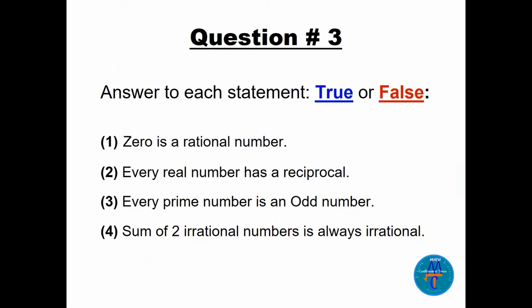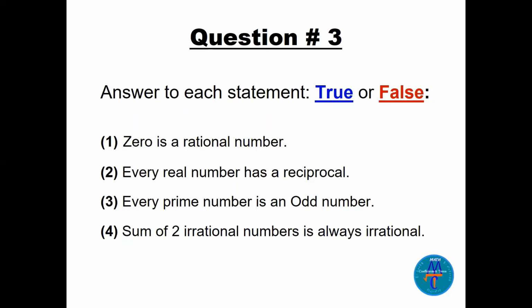See, in the second question, I asked about reciprocal. In the third, I asked about prime and odd. And the last one, I asked about irrational number. So nice, simple 4 questions. 0 is a rational number. Do you think true or false? Okay, try, write it.